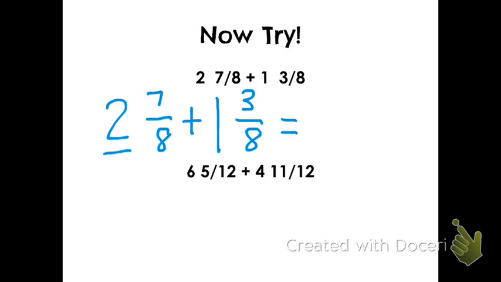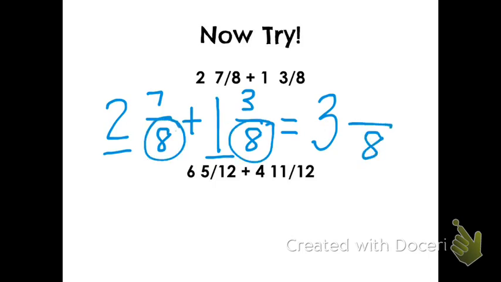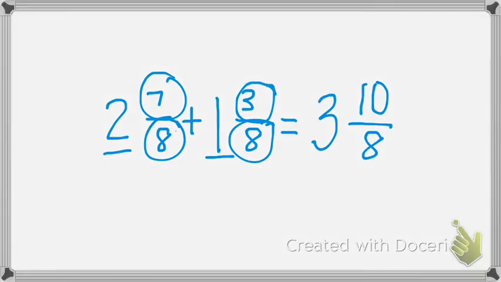Well, again, I like to add my whole numbers first. So 2 plus 1, which will give me 3. My denominator is the same in both parts, so I'm going to keep that the same over here. 7 plus 3 would give me an answer of 10. But again, I cannot leave my answer like that. So I take 3 10/8. And now I'm going to try to break that down a little bit. Leave my 3 by itself for a minute, and I focus on this.